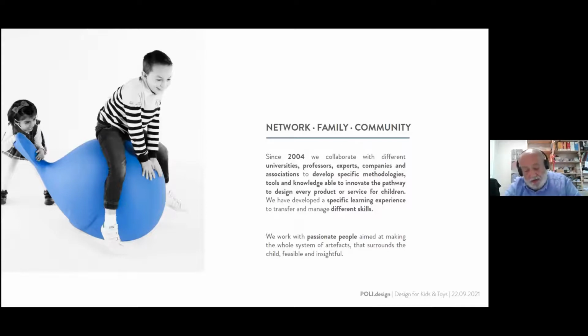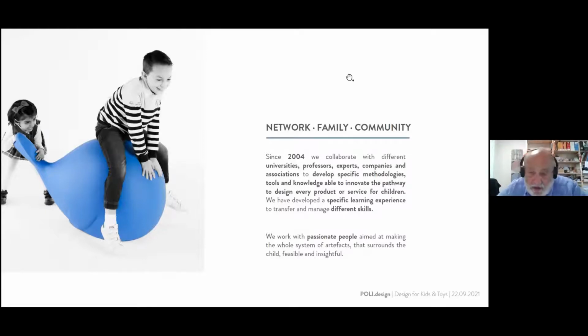And this is because it is clear that only by putting the kids in the middle can we resolve the problems and needs of kids for the right development of the brain. Remember that kids are born with a white brain, and year by year they build their personality, playing and living in space, in relationship with adults. So the design of all products, and particularly toys, is very important for the future. Remember that the kids are the only future that is present now. So this approach is to innovate the pathway to design every product or service for children.